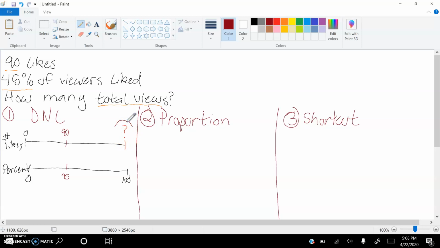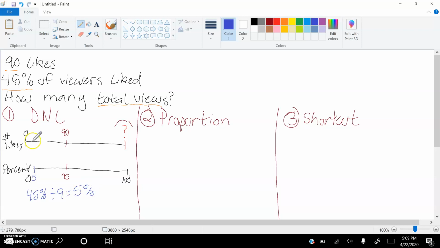So a good way to do that, I notice that I have 45% and I'm trying to get to 100%. And I know that if I go up by 5%, that will get me to 100. So I need to figure out how many likes 5% would be. Well, in order to do that, I need to split this 45% up into 9 equal pieces, because 45 divided by 9 is going to give me that 5% I'm looking for.